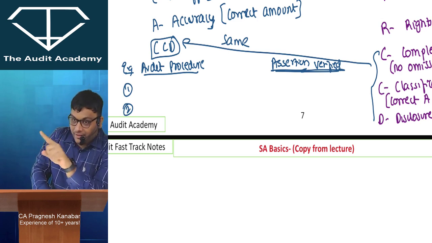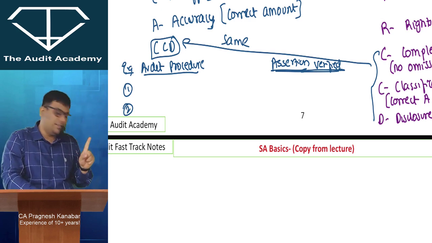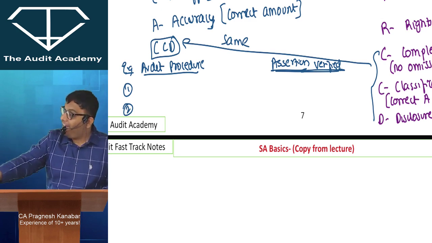Wait. There is one more thing. Underline all. All. All means I am worried that nothing is getting missed out. So accuracy and completeness.